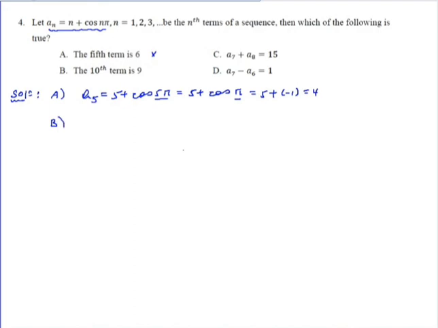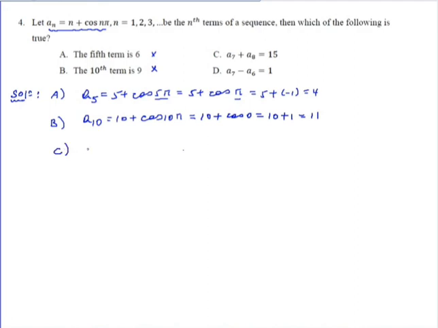Let's see the B part. The 10th term is 9. So let's check the 10th term. A10 is equal to 10 plus cos 10 pi. Okay, you have to substitute 10 in place of n. So cos 10 pi and cos 0 are the same. Okay, this is 10 plus cos 0. The 10 pi and 0 are coterminal. So this means 10 plus 1, the result is 11. So B cannot be a true statement.